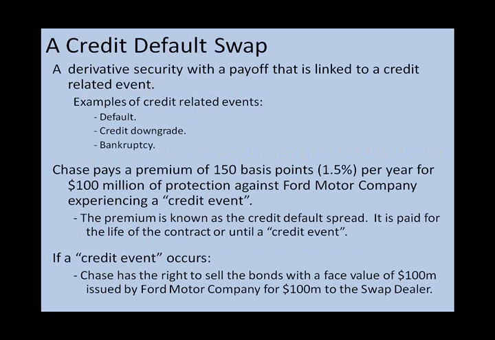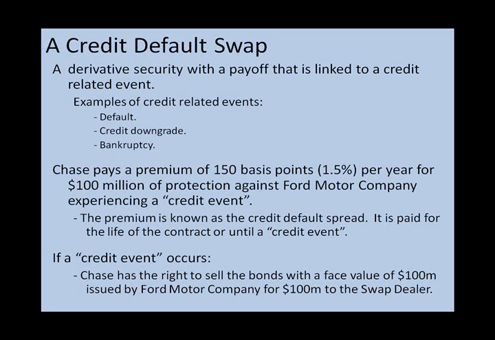A credit default swap is a security, a derivative, with a payoff that is linked to a credit-related event. For example, it may pay off if there is a default, a credit downgrade by a rating agency, or if the firm goes into bankruptcy. And what happens in this credit default swap? Well, Chase is going to pay a premium, or a price, of 150 basis points for $100 million of protection against Ford Motor Company experiencing a credit event.